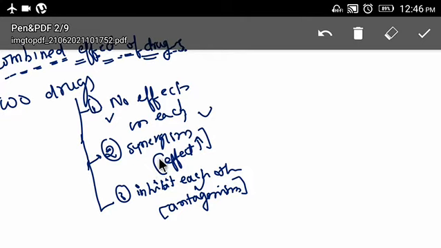So this is synergism. In antagonism, we see that the two drugs will inhibit each other. This is what is called antagonism. Let's see the first one, that is synergism.